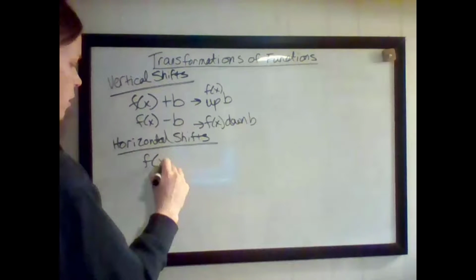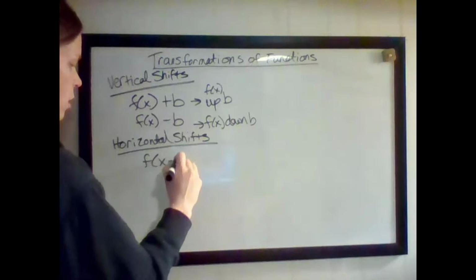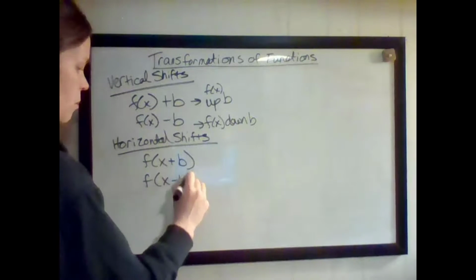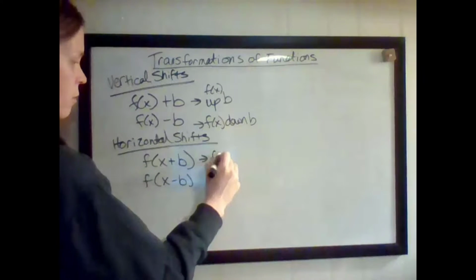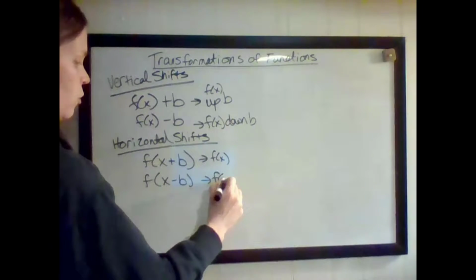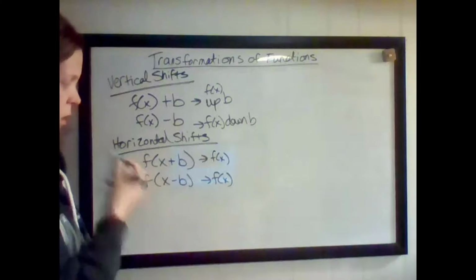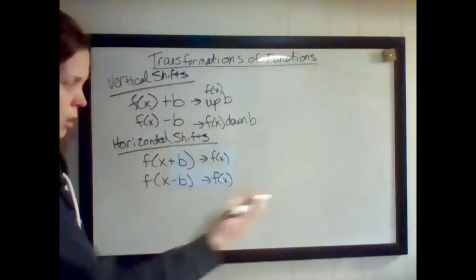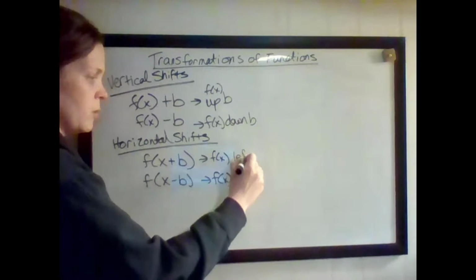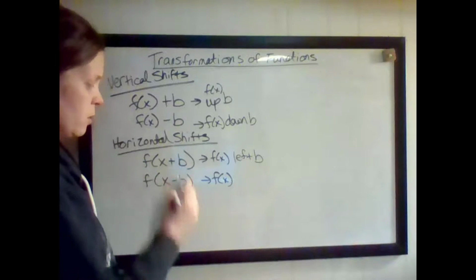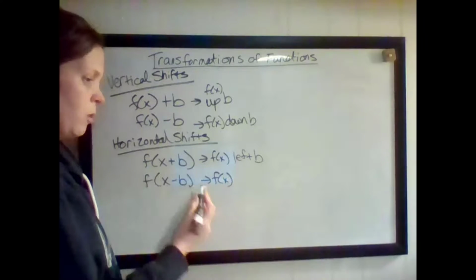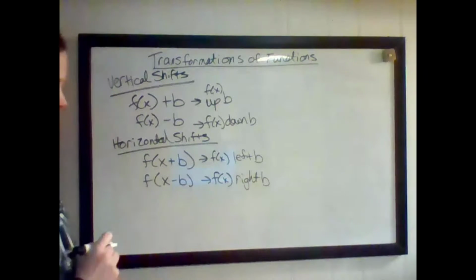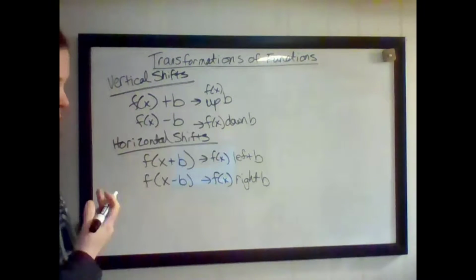Horizontal has to do with a number on the inside of the function, f of x plus b or f of x minus b. Here, this is the horizontal shift. Plus b, our tendency is to think that's to the right, but it's actually the opposite. We move to the left b if it's a plus on the inside. Minus on the inside you would think is left, but we're going to move to the right b. So that's up and down, right and left.